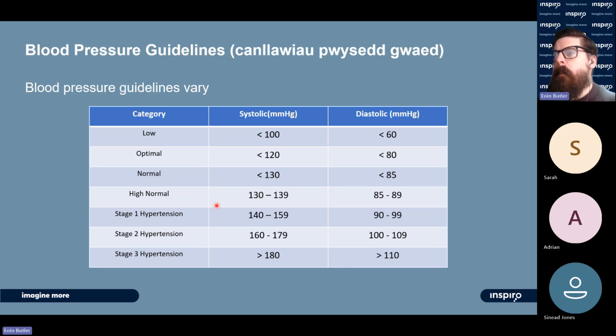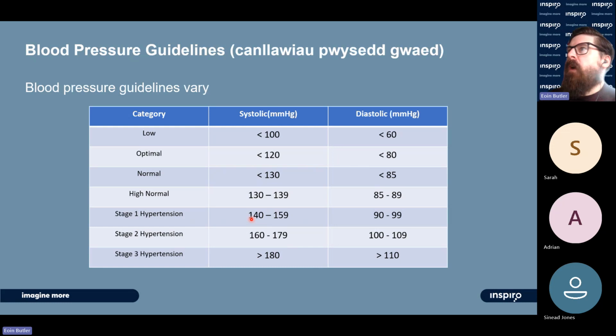Right. So at what point would we need to refer our client for medical attention if we were to do a blood pressure reading with them? Can anybody tell me? Stage 1? Stage 1 hypertension. So if we've got a client who is getting regular readings of 140/159 over 90 to 99 or above, any of these readings here, we would need to refer them back to their GP, back to their doctor, just to get their blood pressure checked.